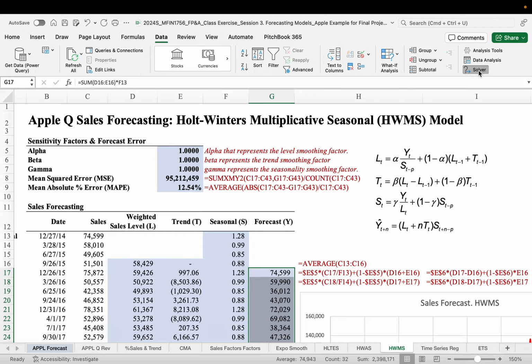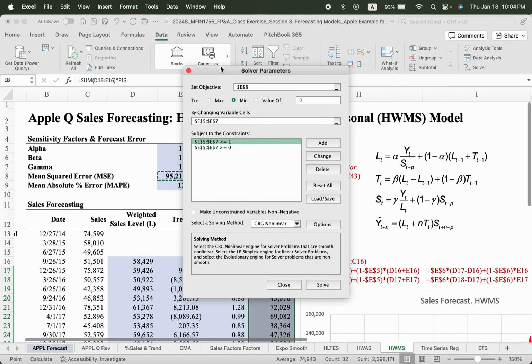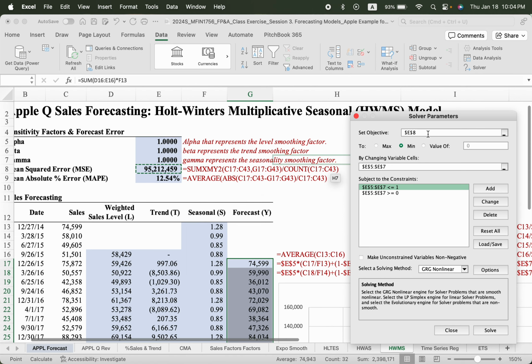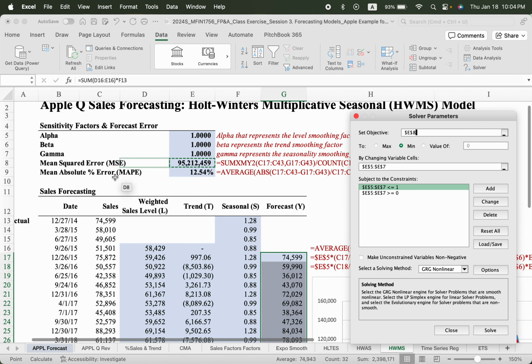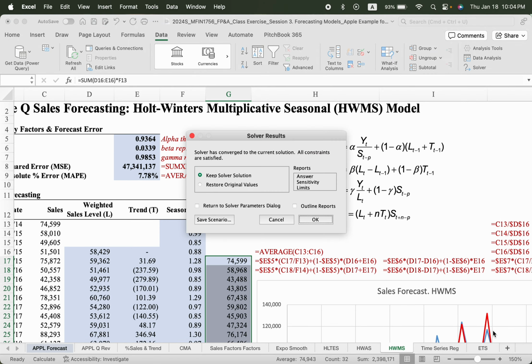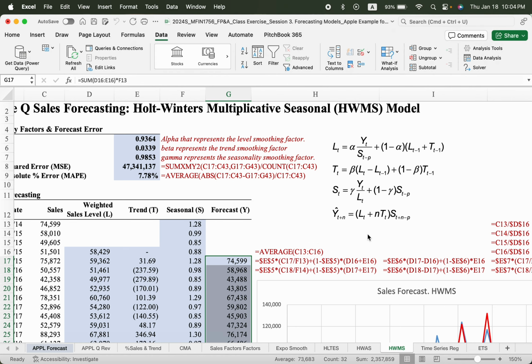I already put the Solver function in the question file as well. So again, we want to minimize this mean squared error, right? By changing these three other parameters, and then let's solve. Okay, then we get the answer.